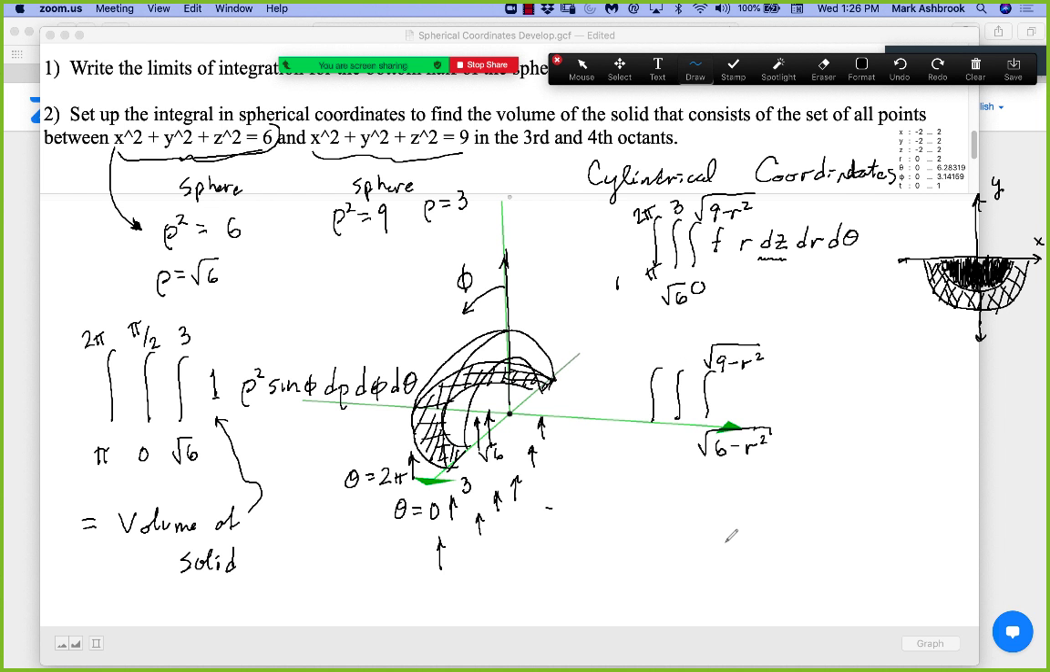And then, for what r values do we enter into the smaller sphere as the bottom surface? 0 to square root of 6. Right. That's the dark shaded region here, 0 to square root of 6. And that's from pi to 2 pi.